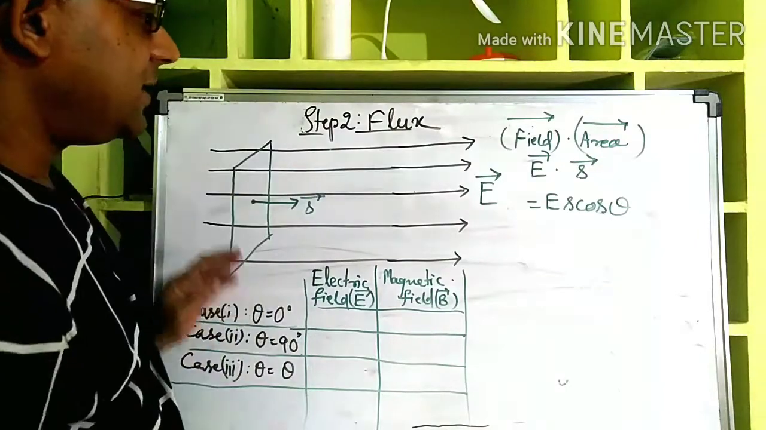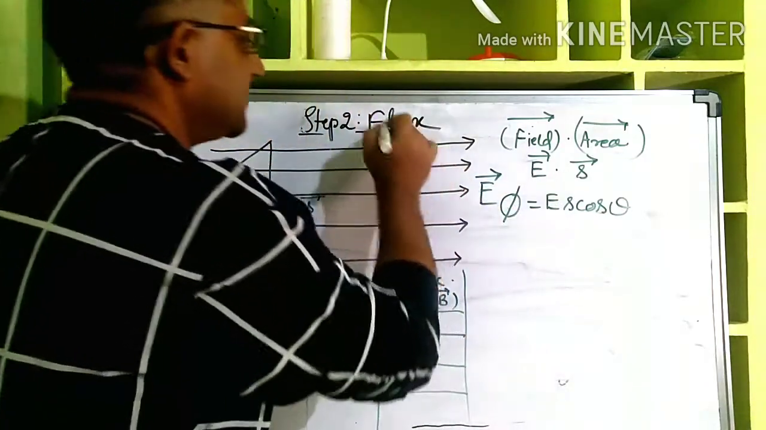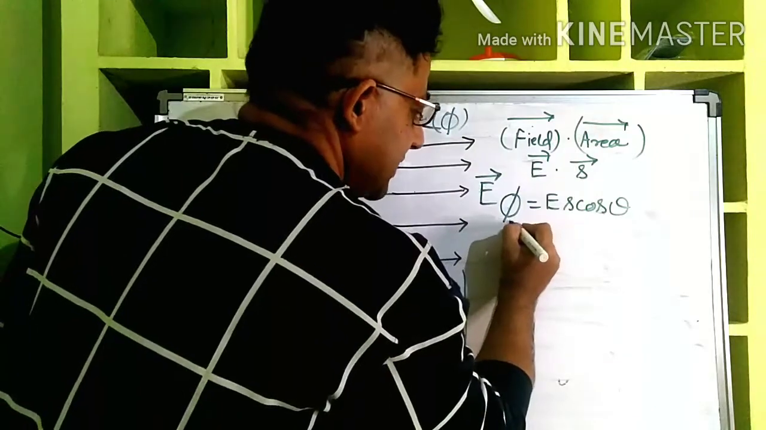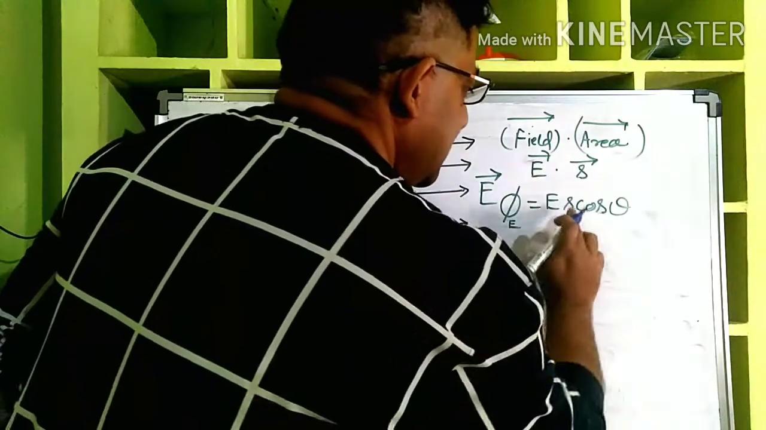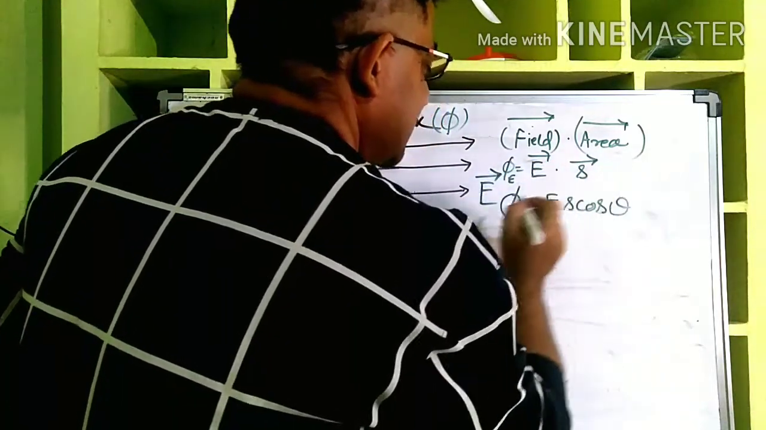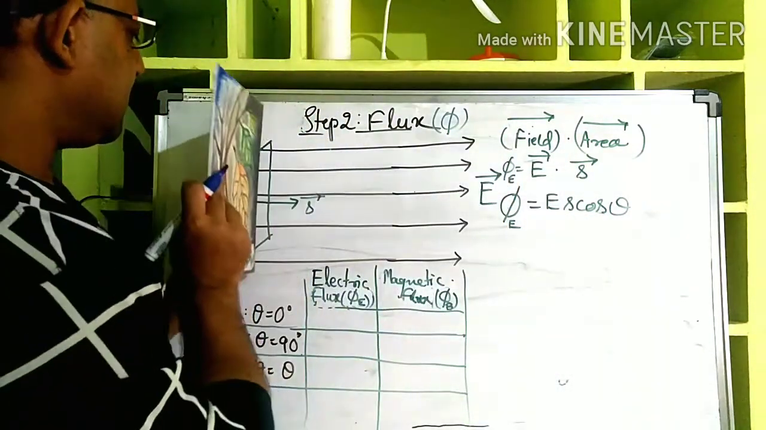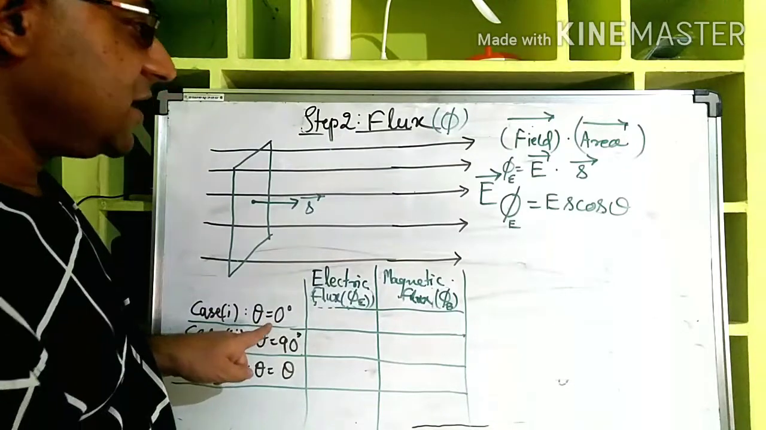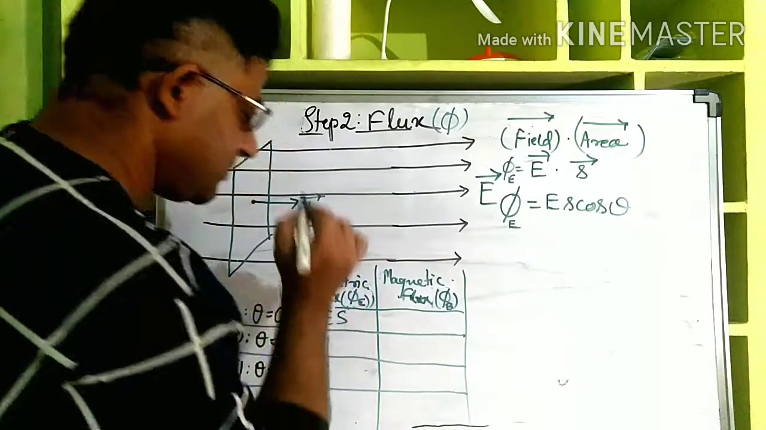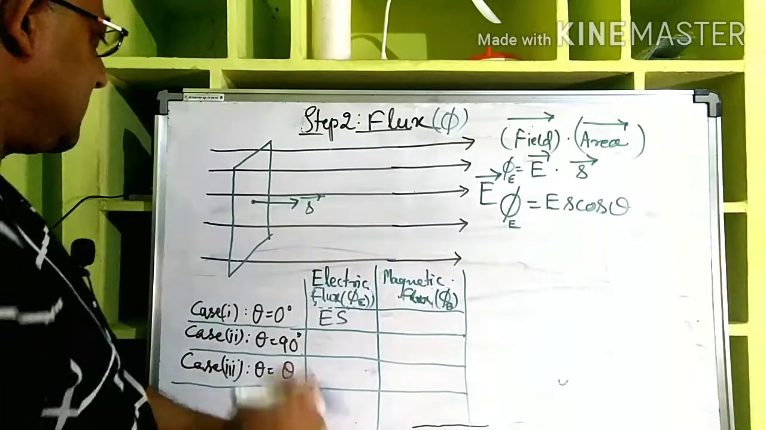Now this is called phi, or flux. Phi is the symbol for flux, okay? Since we are talking of electric flux, let us write it as phi E. So phi E is equal to E dot S, that is, phi E is equal to ES cos theta. Now here, theta is equal to 0, so cos 0 is equal to 1, so the electric flux will be ES, which is the maximum value. Theta is equal to 0, this is our case 1.